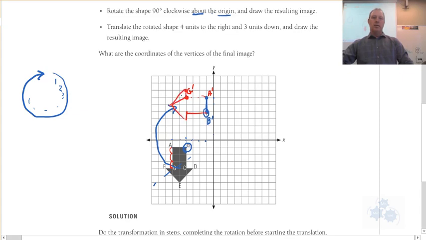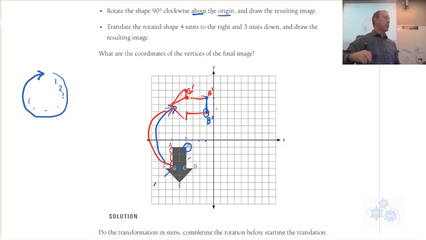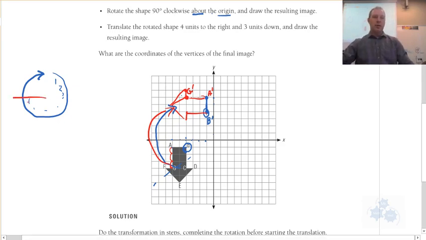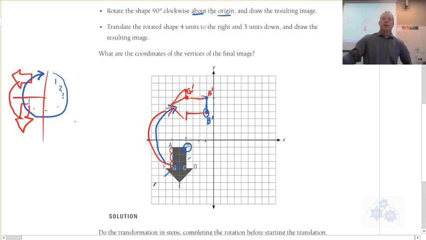Okay, so that's how it's rotated 90 degrees. Everyone see that? You take it from here and you rotate it up 90 degrees in the clockwise direction. So we went from here, and we went clockwise to here. Got it? All right, so that's the first one. And then draw the resulting image.